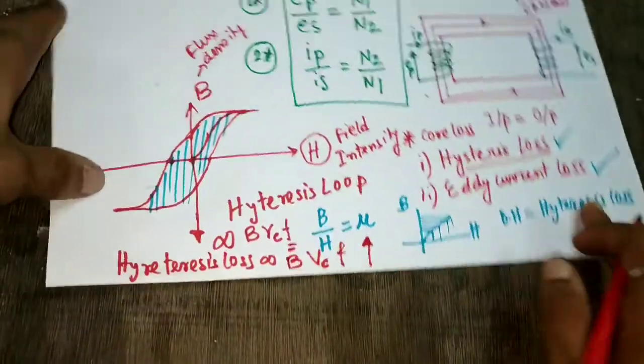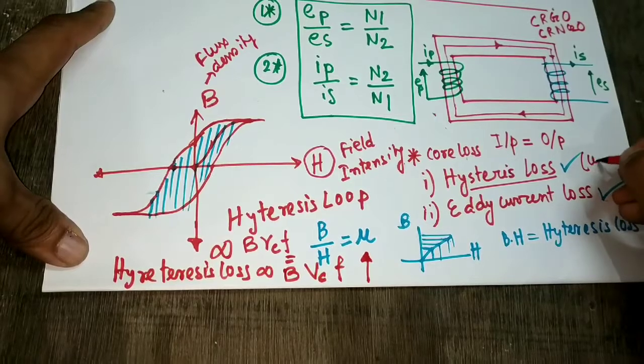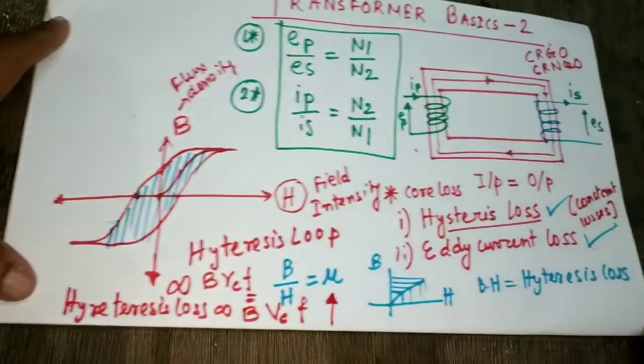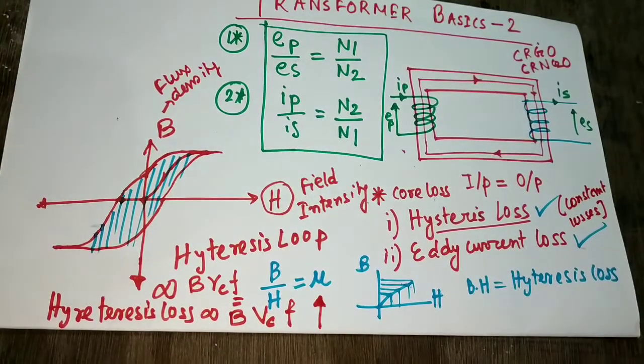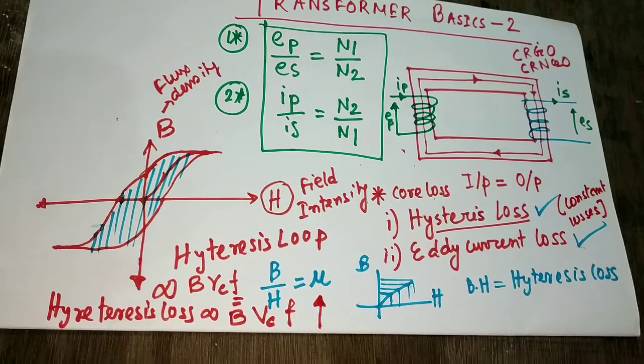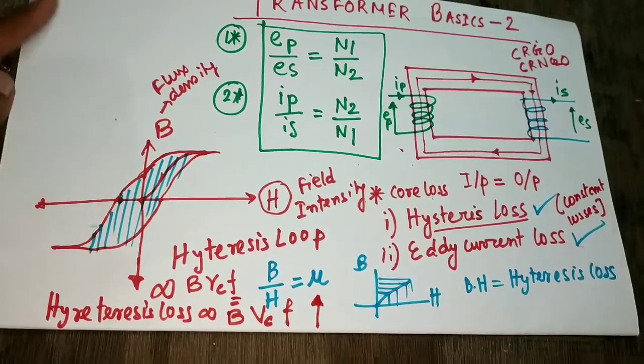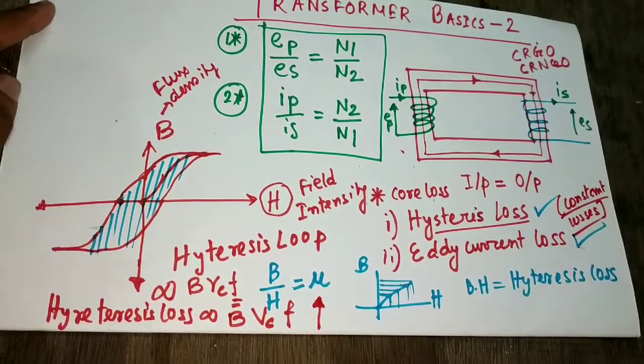So these are the constant losses in a transformer. Constant losses means whether you change the circumstances of the transformer, that means supply voltage, supply current, these losses will always be present. So this is known as the constant losses in the transformer.